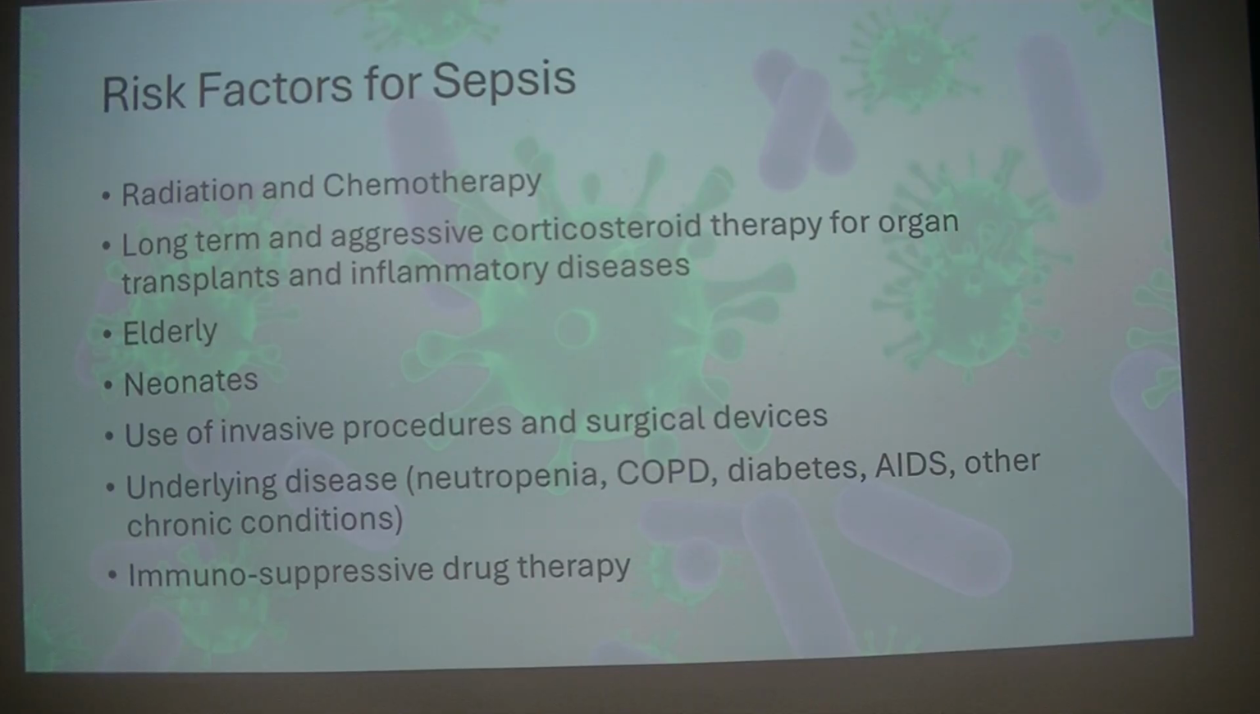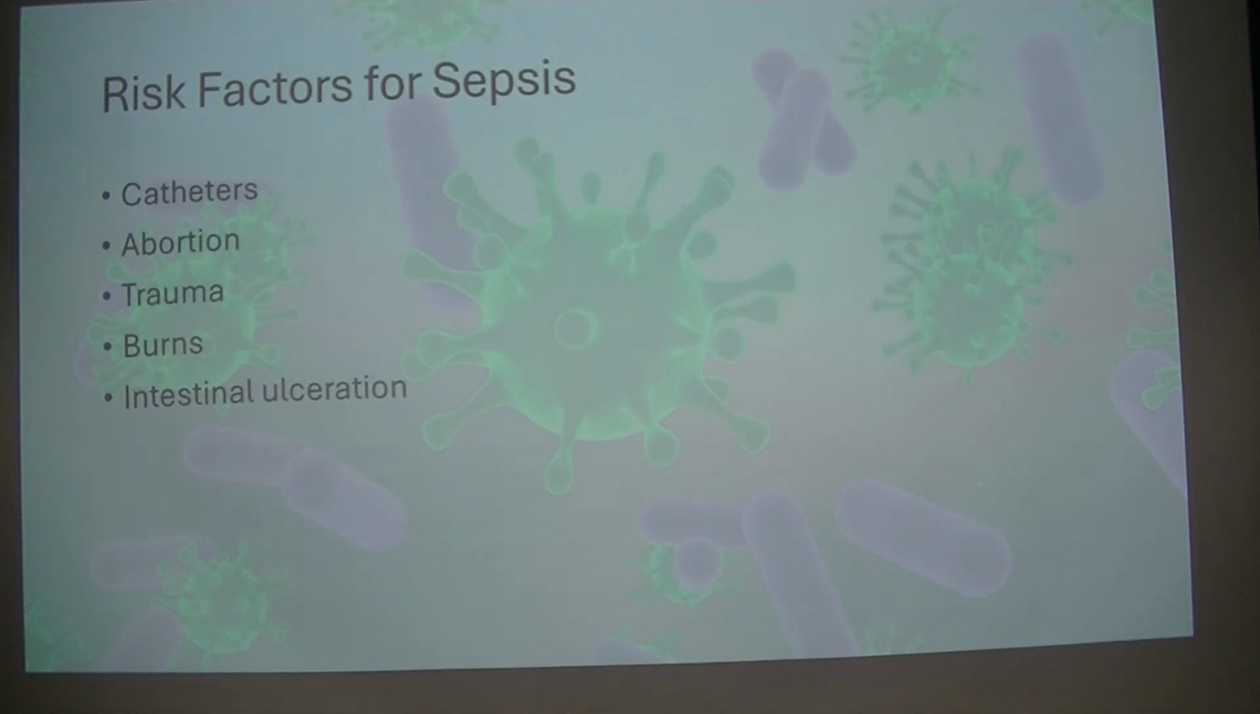Risk factors for sepsis. There are a lot of them. Radiation and chemotherapy, long-term and aggressive corticosteroid therapy for organ transplants and inflammatory diseases, the elderly, neonates, use of invasive procedures and surgical devices, underlying disease such as neutropenia, COPD, diabetes, AIDS, and other chronic conditions, immunosuppressive drug therapy, catheters such as urinary catheters, abortion, burns, intestinal ulcerations.